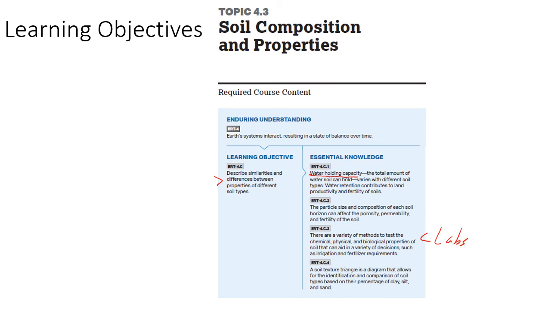And then the soil texture triangle. So you should be able to use a soil texture triangle and determine the percent, given the percentages of clay, silt, and sand. Given any two of those three variables, you should be able to figure out the third variable as well as the soil type.